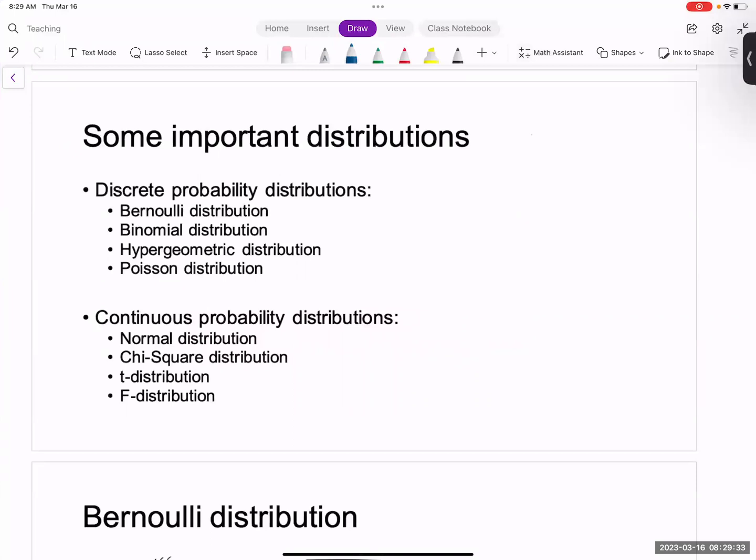All right, welcome back. Today we'll talk about some important distributions. In the last lecture, we looked at some introduction to or review of probability methods. We looked at mean, variance. We looked at some of the important formulas there.